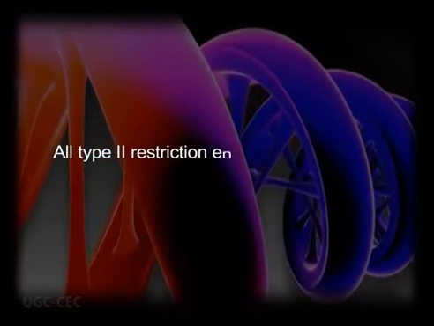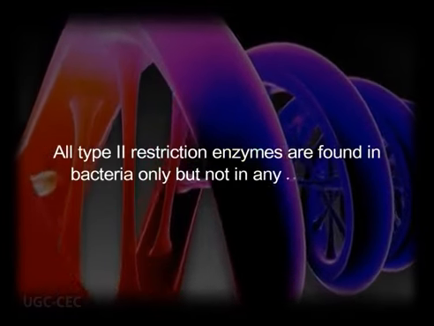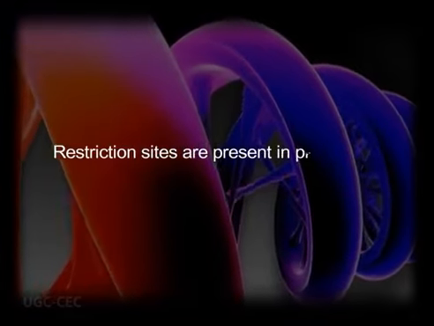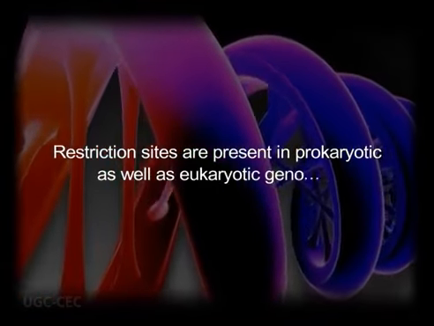The most important characteristics of type 2 restriction enzymes which make them suitable for gene cloning are: Number 1, all type 2 restriction enzymes are found in bacteria only, but not in any eukaryote. On the other hand, restriction sites are present in prokaryotic as well as eukaryotic genomes. The isolation of a specific gene therefore depends upon which restriction sites are falling on either side of a gene of interest. For example, if there are EcoRI sites around a gene, such a gene will be isolated by digesting the DNA with EcoRI enzyme and so on.